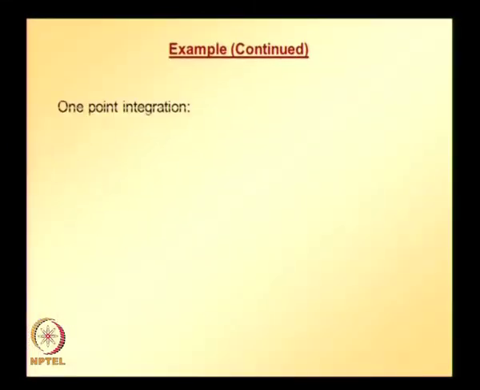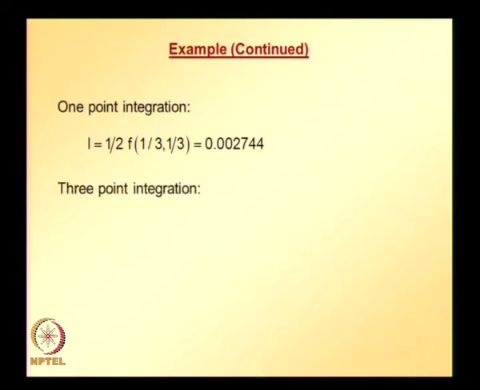So, let us start with one point integration. The integrand needs to be evaluated. The integration point coordinates for one point integration for a triangle element are 1/3, 1/3. So, the integrand needs to be evaluated at that point, multiplied with weight which is half, which gives the approximate value of the integral.